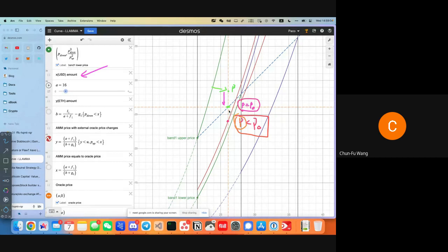So the effect of selling or buying ETH from the AMM is basically moving the red line up or down. Okay, got it. Thanks.